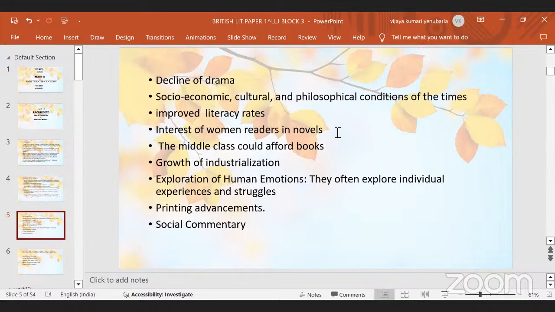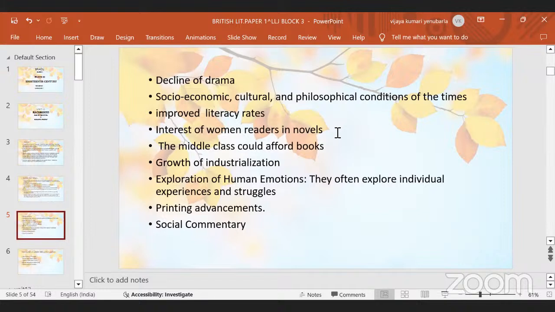Interest of women readers in novels. So during that time, the 18th century, women were not able to participate in the company of men, particularly riding, hunting, okay, drinking, and roaming here and there, houses, clubs. So women readers, they started writing, and women readers have increased. The audience, particularly the women audience, the rate is increased. They are rich, they are educated. Now they started encouraging, they started criticizing, they started liking the books.